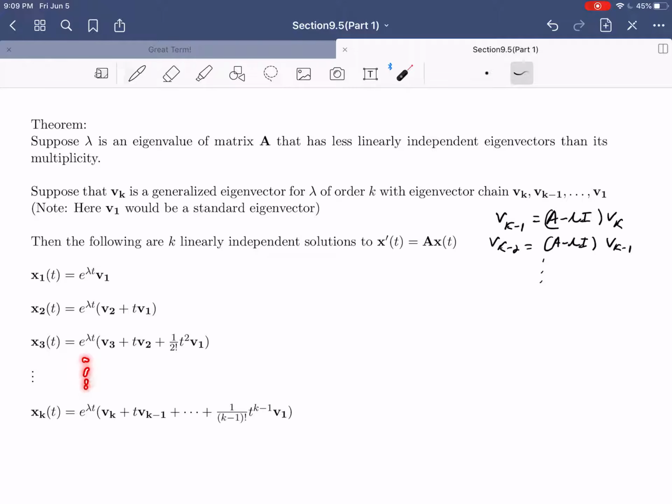And that'll continue all the way down until we get to x_k(t), which will be e^(λt) v_k, which is our highest order generalized eigenvector, plus t v_{k-1}, plus 1 over (k-1) factorial, t^(k-1) v_1, being the original eigenvector again.